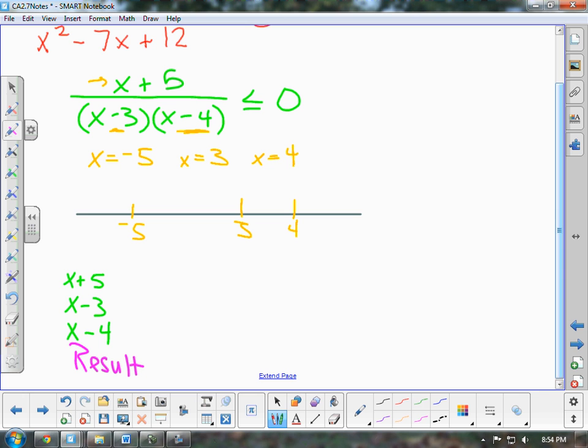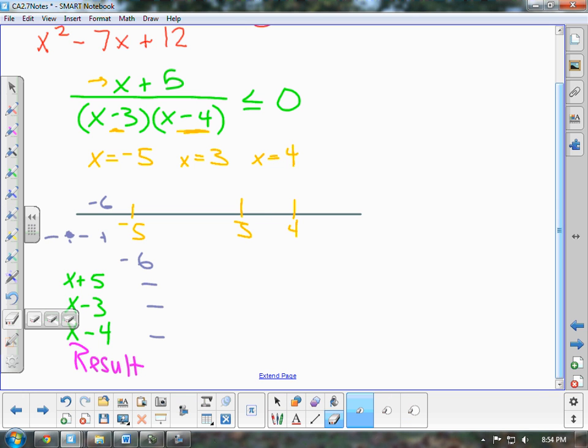So, picking a number on this side of a negative 5, we would try a negative 6. When you substitute it in here, that's going to be negative, that's negative, and that's negative. Now here we have dividing and multiplying in it, and it doesn't matter because the same thing happens. If you take a negative and divide it by a negative, you get a positive. Well, if you take a negative times a negative, you get a positive. So just think of it as all multiplying even though it's not. So when you have 3 negatives, your result is going to be a negative.